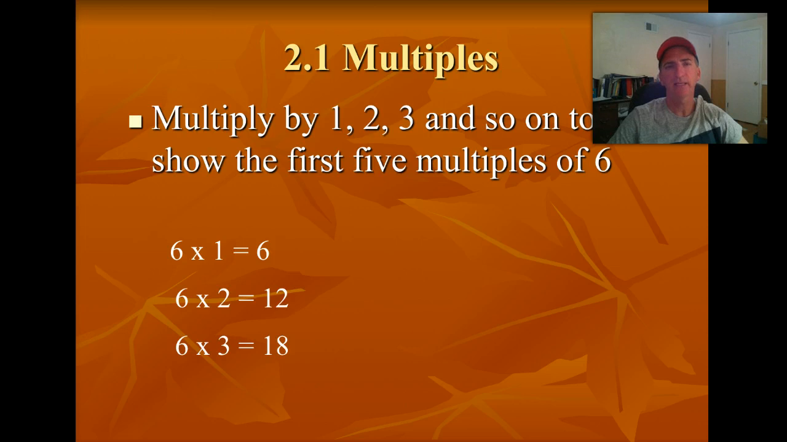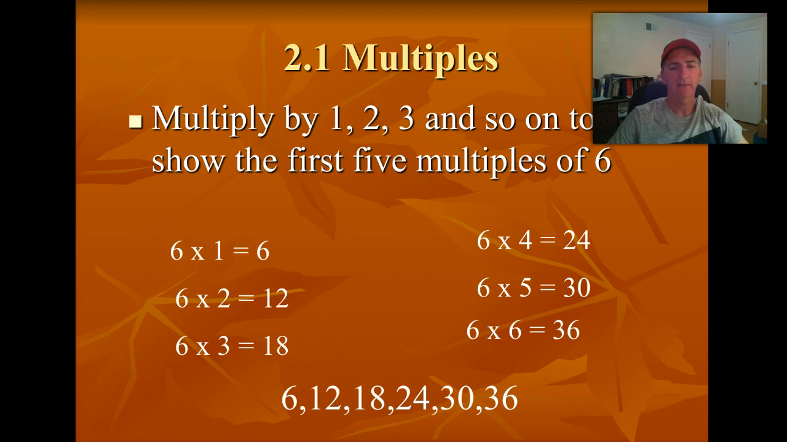6 times 3 is 18. 6 times 4, 6 times 5 is 30. And 6 times 6 is 36. I gave you 6 multiples there, didn't I? I only asked for 5. And there I have listed, it looks like I have listed 6. Again, only asked for 5 in the question. But again, note how they're listed with commas and no comma after the last multiple that's listed there.